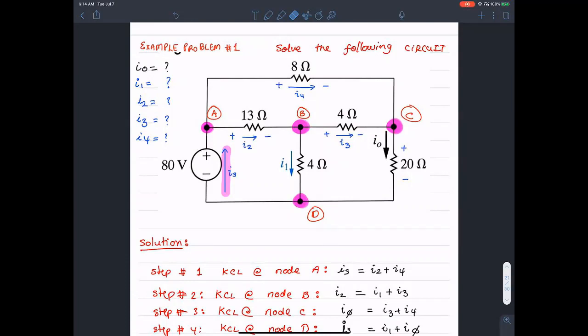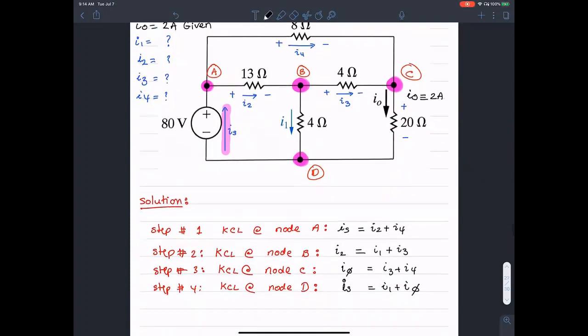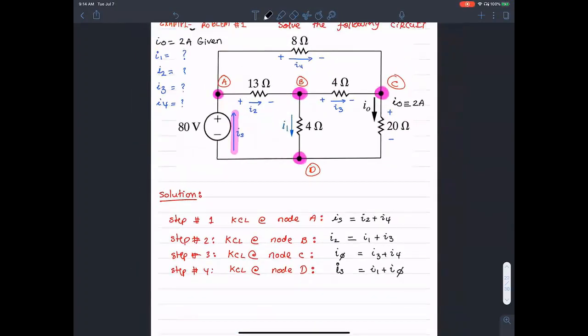that I naught has been given to be 2 amperes. I naught is given to be 2 amperes, and we should be able to do the calculations.